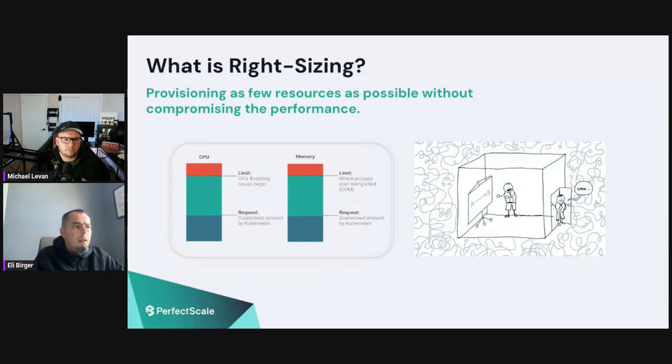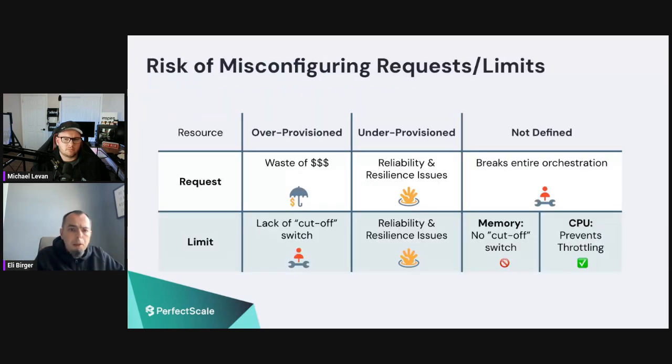And to understand it even better, we need to evaluate what actually happens if we set those knobs incorrectly. So when we look at the request, if we over provision the request, then the result is we're going to waste money. We're going to reserve 32 gig, out of which we will not use nearly anything. If we under provision them and set them too low, then the results will be reliability and resiliency issues, latency, evictions, out of memory, etc.